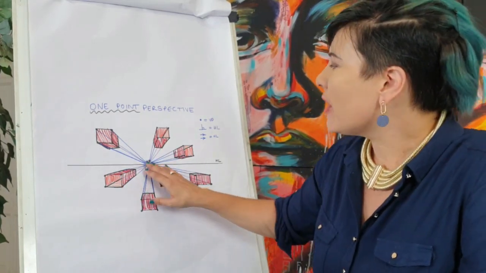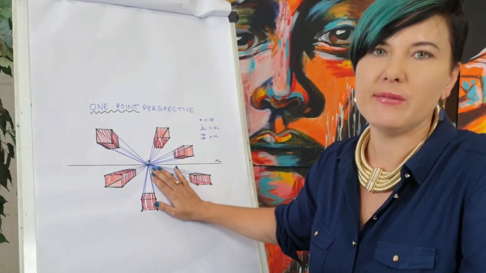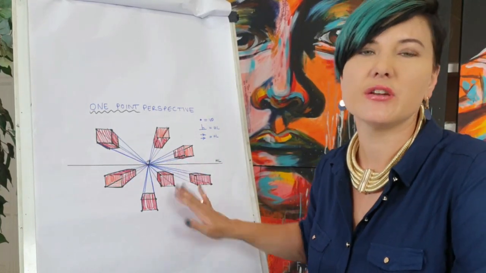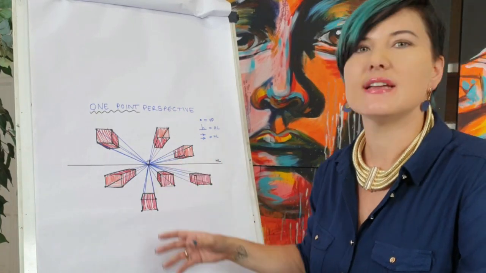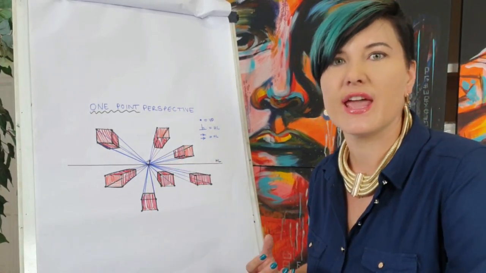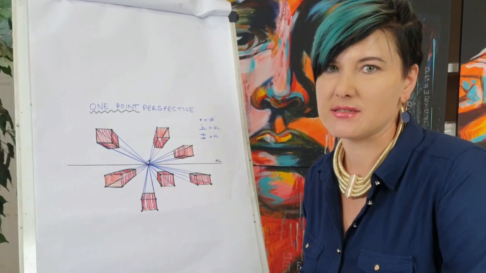So if you're going to make all your lines going to your VP dark, you're going to get so confused, you're going to be completely lost in the maze. So don't do that. Keep it light, and only once you know exactly where the square has to be, you commit with a darker pencil.